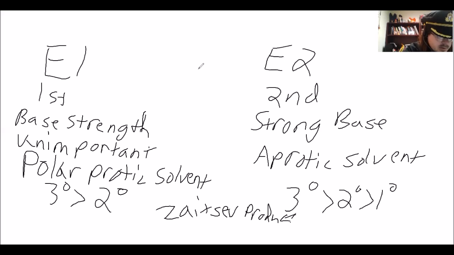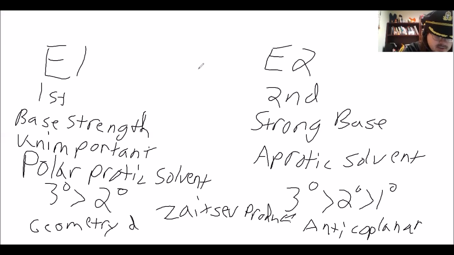But one thing to note is that E2 would always attack anti-coplanar. Once again, a backside attack from the halogen, from the leaving group. And in E1, geometry doesn't matter. Backside attack with the E2 because we're still trying not to jostle the leaving group.